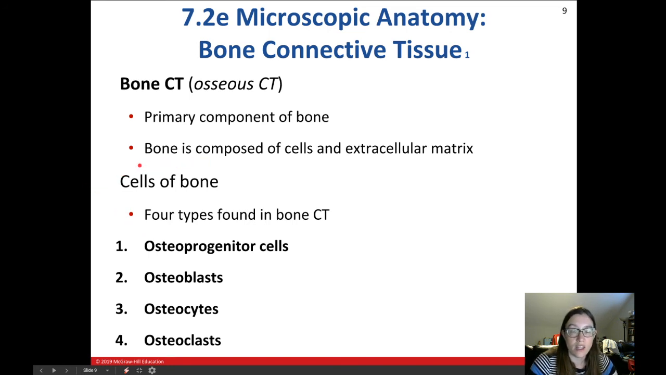So bone is a connective tissue, so it's composed of cells and extracellular matrix. Remember that extracellular matrix is going to be composed of protein fibers and ground substance. So what are the cells of bones made of? Let's look. We have 4 different types of cells found in bone connective tissue. These are those specialized cells. And remember, anything that starts with the prefix osteo, we think bone. So we have osteoprogenitor cells, osteoblasts, osteocytes, and osteoclasts, and they all have different jobs.